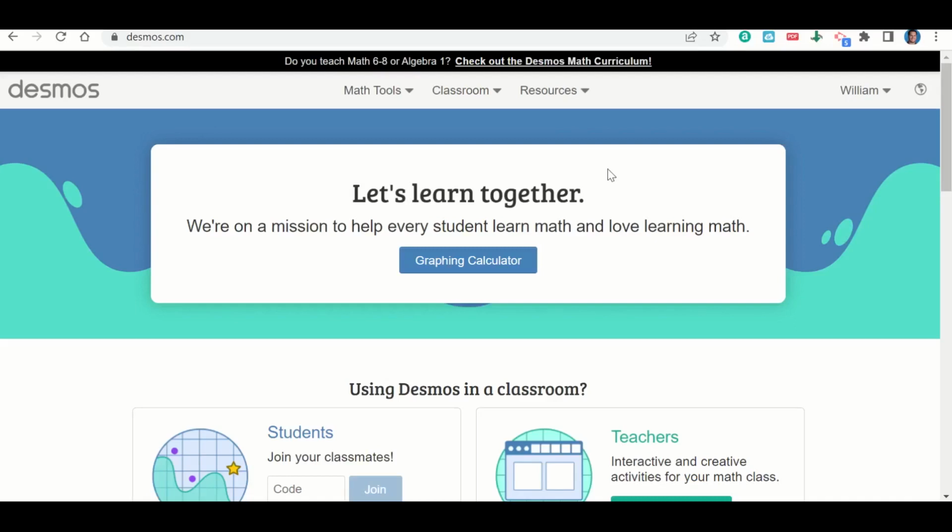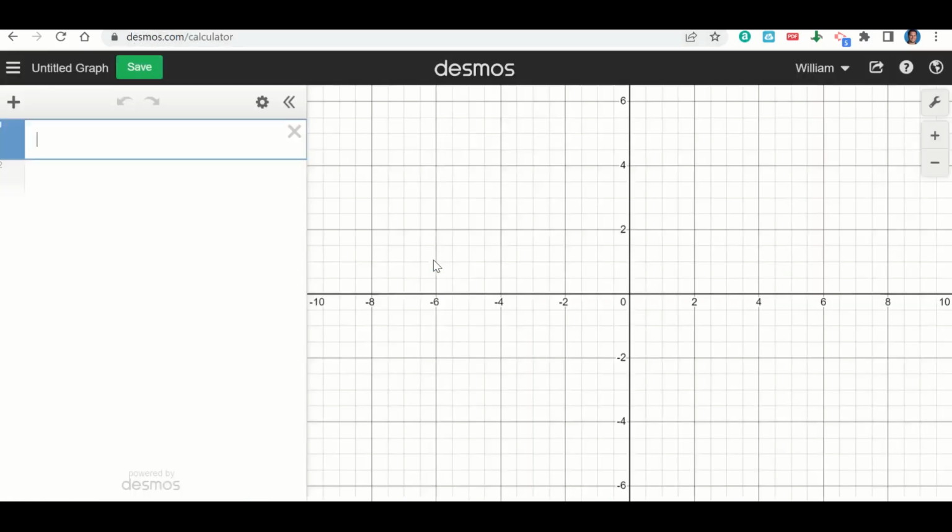Let's talk now about how to check our work using Desmos when working with linear inequalities. So we're going to let Desmos graph linear inequalities for us so that we can check that against the work that we've done on our activities. So we're going to go to desmos.com and we're going to click on Graphing Calculator. And now we're going to go ahead and enter the inequality that we want to graph.